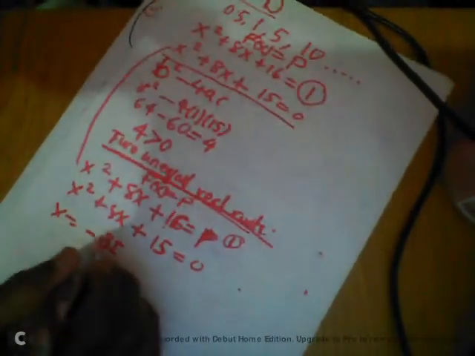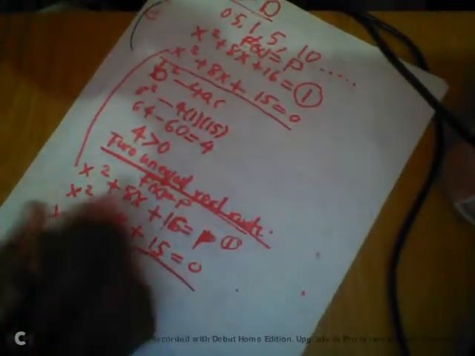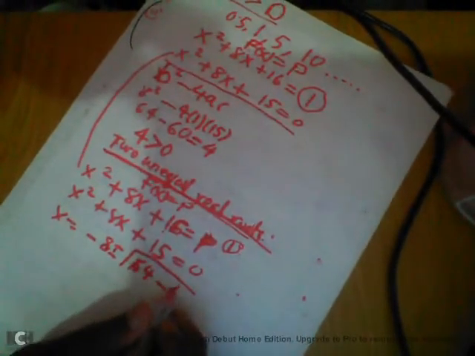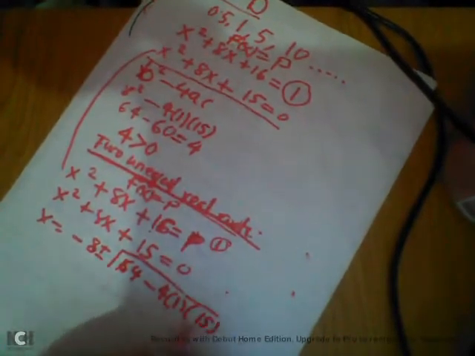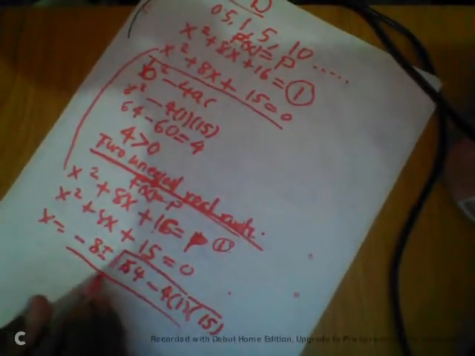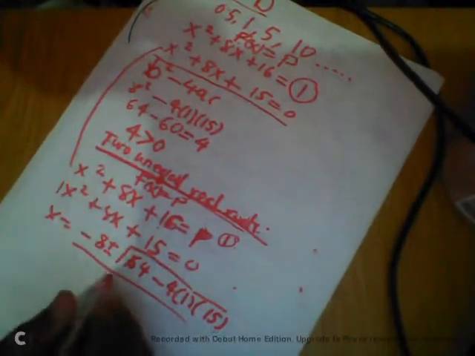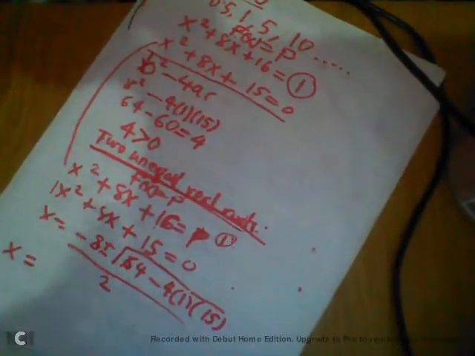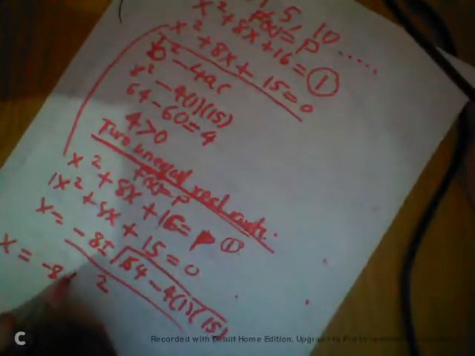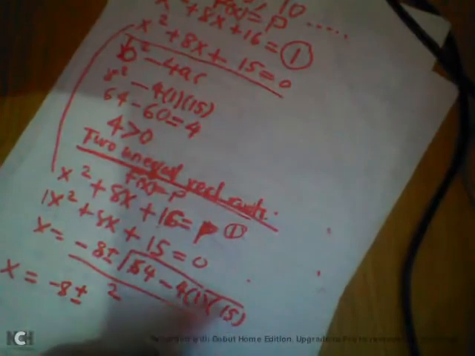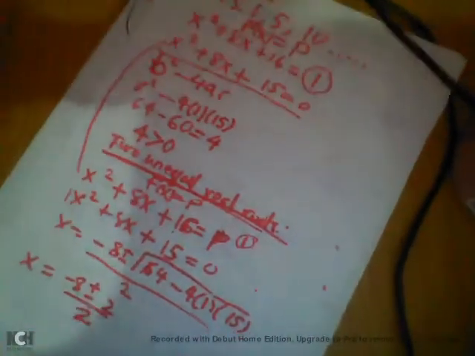Everybody knows the formula now. And then square root. What is a, b? b is 8 squared, which is going to be 64 straight away, minus 4 times a equal to 1 times c equal to 15. So 2 times 1 means 2 times a equal to 2. So our x equal negative 8 plus or minus the square root of 64 minus 60, which equals 4. Square root of 4 equal to 2, over 2.